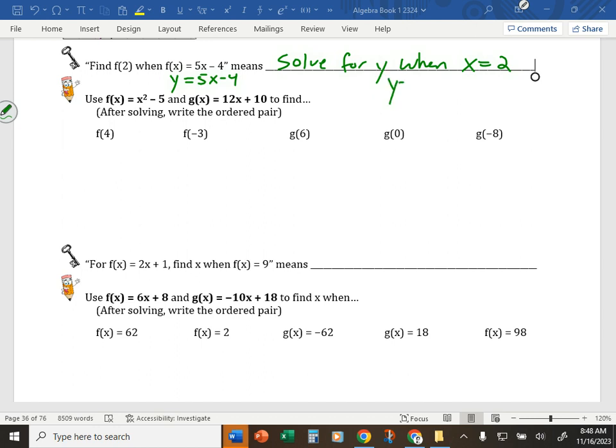I'll do it over here. y equals 5x minus 4. y equals 5 times 2, because that was the value that we were given for x. We replaced x with a 2, so in the equation, replace x with a 2, and what do we get? What is 5 times 2 minus 4? 6. So, y equals 6. And that means that the ordered pair (2, 6) would be on the graph of that equation, because when x equals 2, y equals 6.